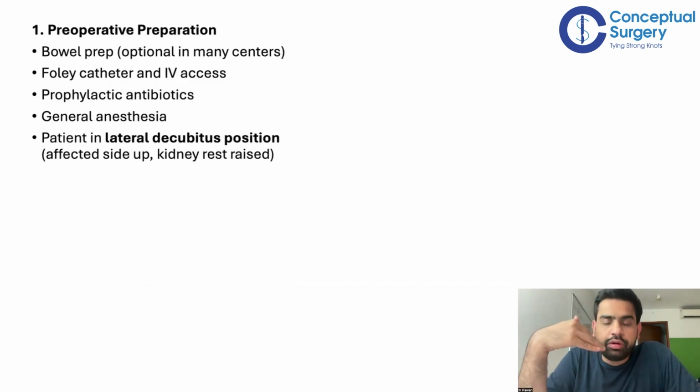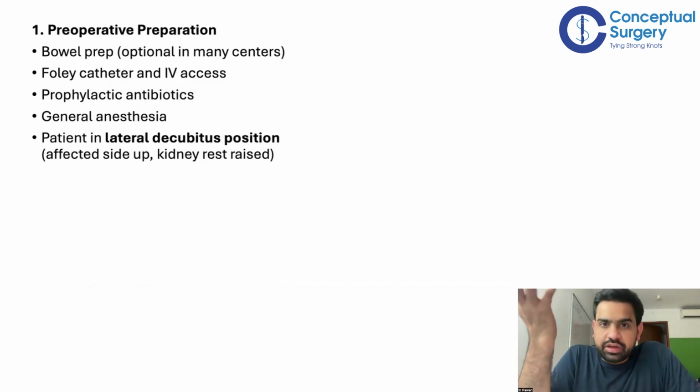Okay, because we want to reach to the kidney. So for the easy mobilization of the colon, we give a good bowel prep so that the colon is basically getting empty. We place a Foley catheter and get IV access. Why do we do that? Because we obviously want the bladder not to get over-distended, since the patient will be under general anesthesia.